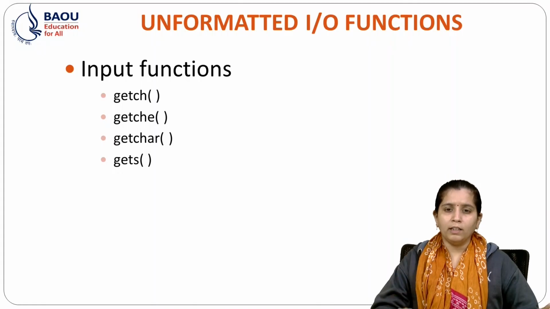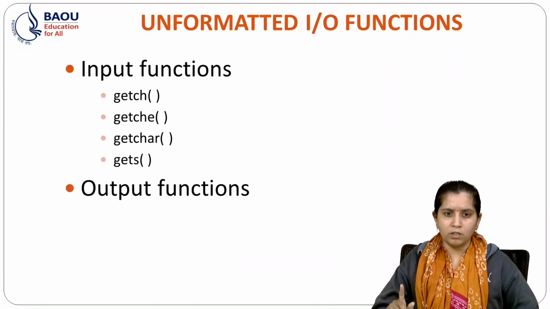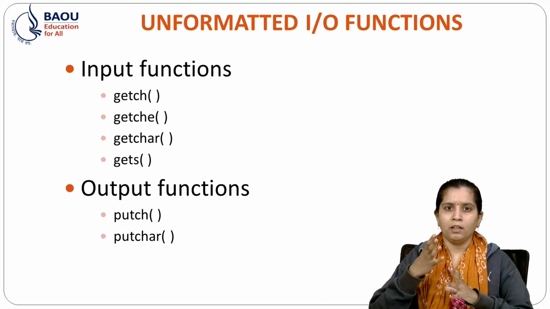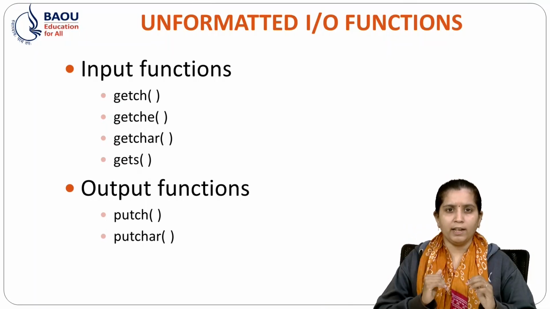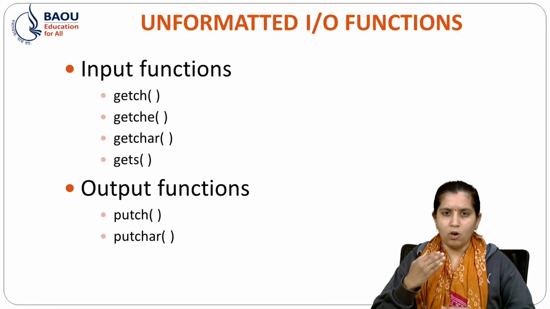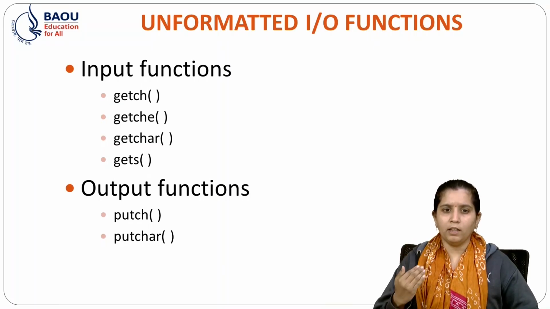Now, what are the output functions? That is putch and putchar. So, what is the difference between putch and putchar? Putch and putchar are just like the opposite of getch and getchar. They are used to display a single character on the screen. Puts is also just the opposite of gets, and it is used to display a string or a sentence on the screen. I hope now you get the difference between putch and putchar.